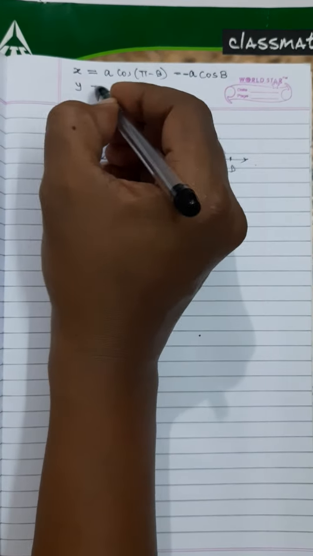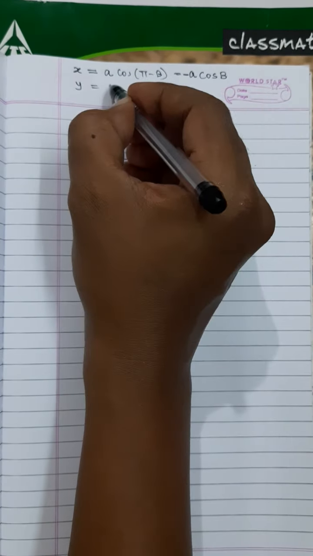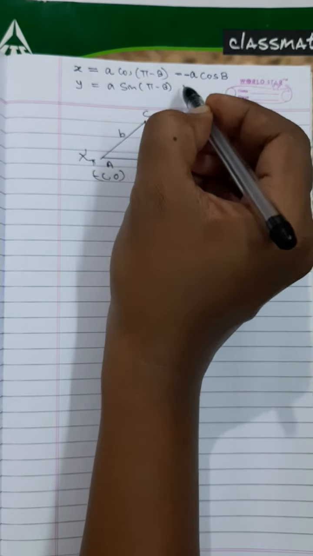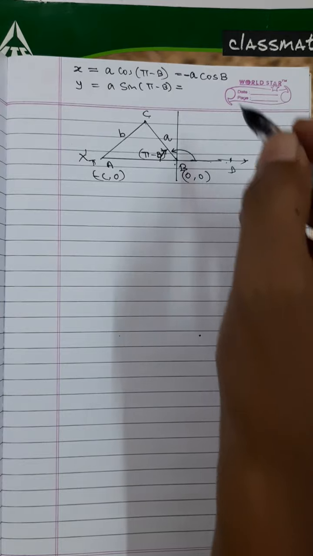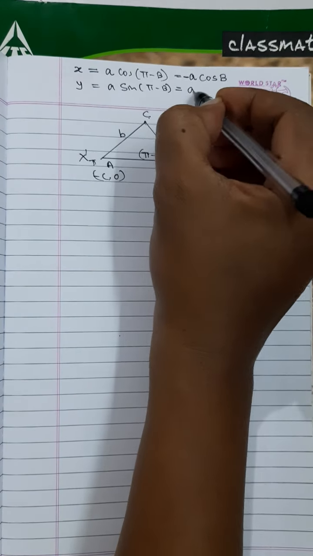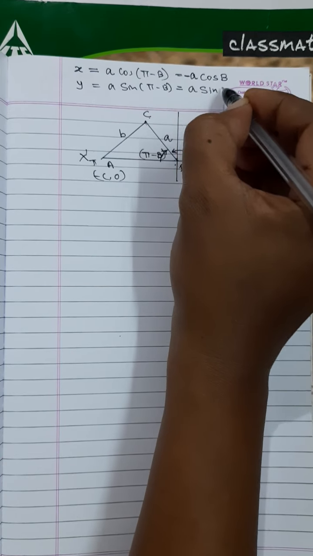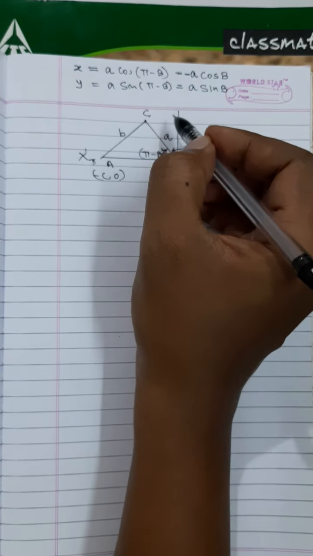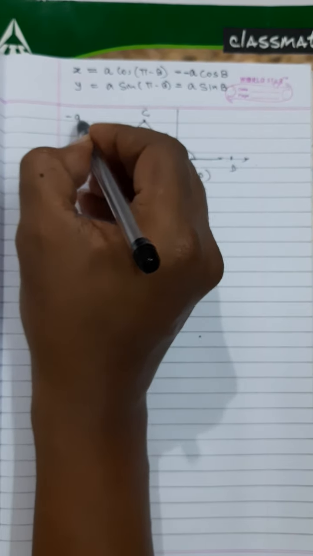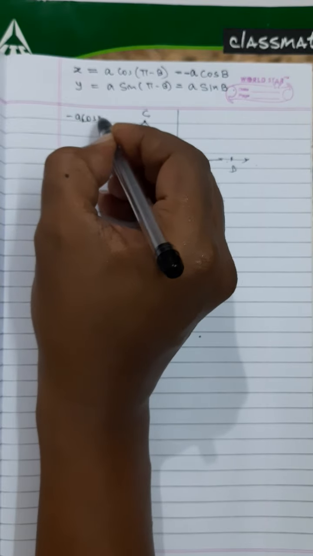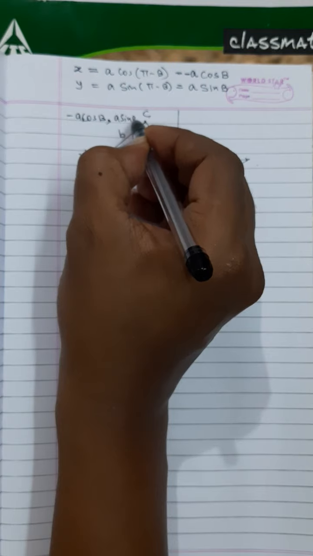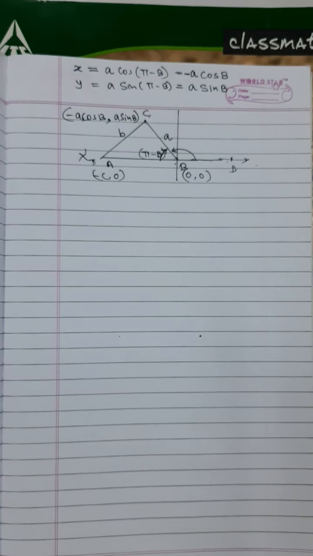For the y coordinate, what will we do? A sin pi minus B. Sin pi minus B remains positive over there. It will be A sin B. Therefore, the coordinates of C will be minus A cos B and A sin B. These will be the x and y coordinates of point C.